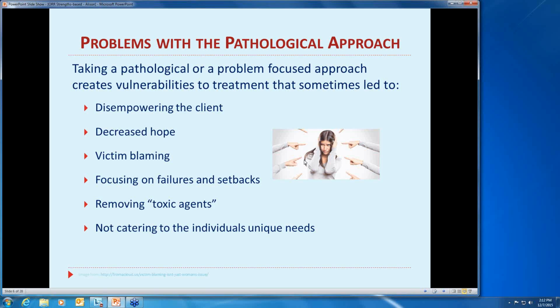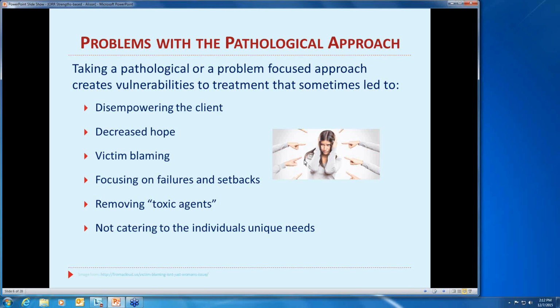Also, victim blaming was a problem with the pathological approach because it can result from focusing on the diagnosis. For example, something you might hear is, "Oh, of course that happened, he's schizophrenic," when instead you could externalize that and say, "Let's see how the schizophrenia affects him and his actions and how he views the world." So that's hopefully something that we're shifting in the strengths-based perspective.